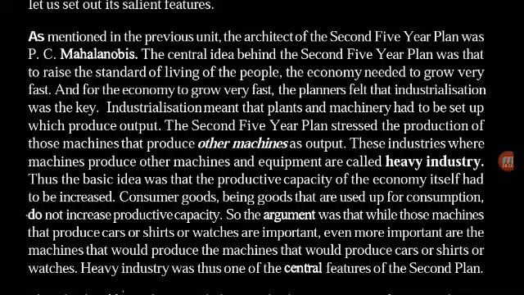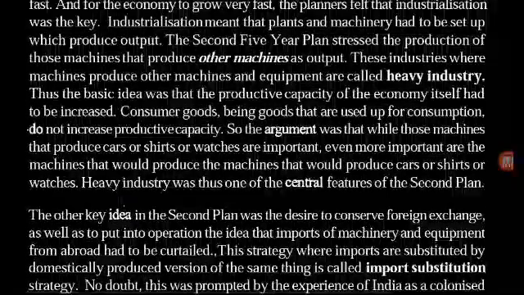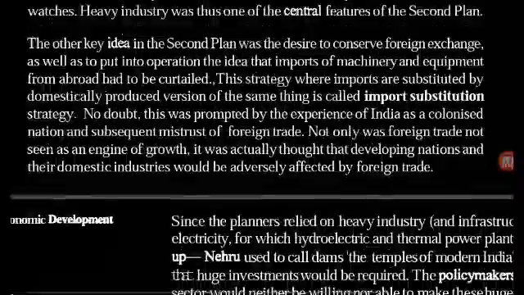Thus, the basic idea was that the productive capacity of the economy itself had to be increased. Consumer goods, being goods that are used for consumption, do not increase productive capacity. So, the argument was that while those machines that produce cars or shirts or watches are important, even more important are the machines that would produce cars or shirts or watches. Heavy industry was thus one of the central features of the second plan.